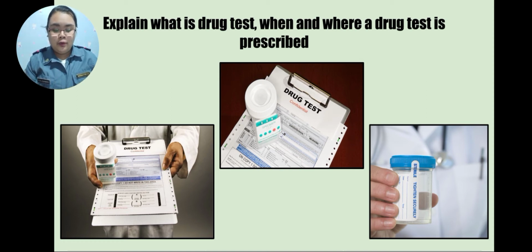So ano nga daw po ba yung tinatawag natin na drug test? So ang drug test daw po looks for the presence of one or more illegal or prescription drugs in your urine, blood, saliva, hair, or sweat. So urine testing daw po is the common type of drug screening. So drug screening is used to find out whether or not a person has taken a particular drug or drugs.